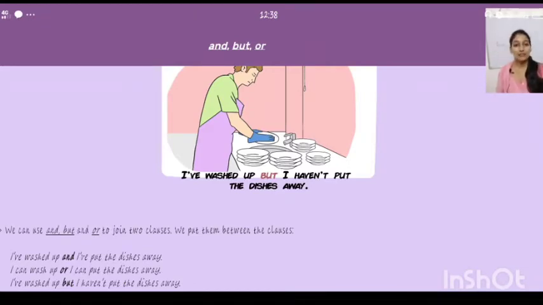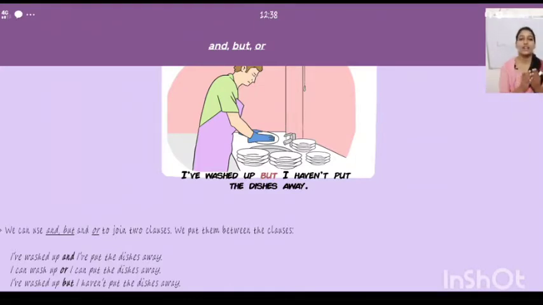I have washed up and I have put the dishes away. मैंने बर्तन धुल लिए हैं और उसको हटा दिया है. I can wash up or I can put the dishes away. तो मैं धुल सकता हूँ बर्तन या फिर मैं बर्तन हटा सकता हूँ. So like I can't do both the things. It's that sort of thing.